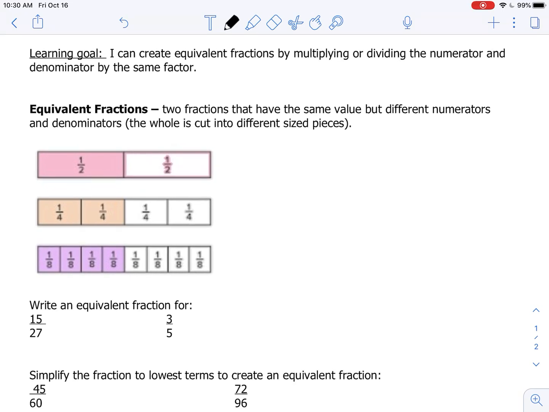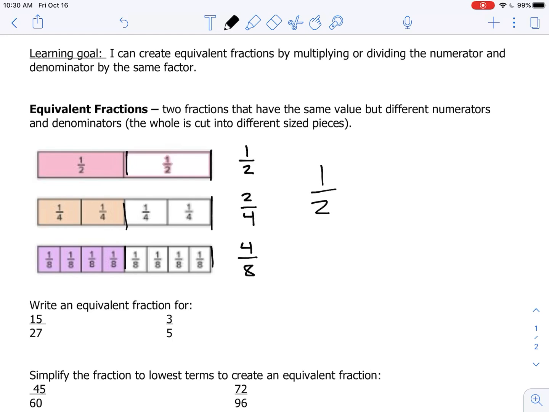Okay, so what is an equivalent fraction? It is two fractions that have the same value, but different numerators and denominators. So the whole is cut into different size pieces. And I have a picture here, shaded in. Here on the top in pink we have 1/2. Just below it is 2/4. And below that is 4/8. And you'll notice the wholes are cut into the same size, all the way they start and end at the same position, and the same amount is shaded all the way through.